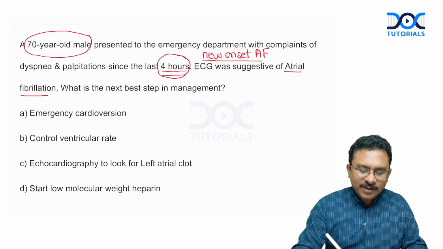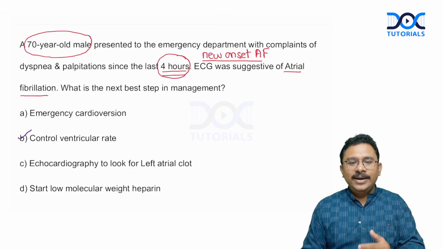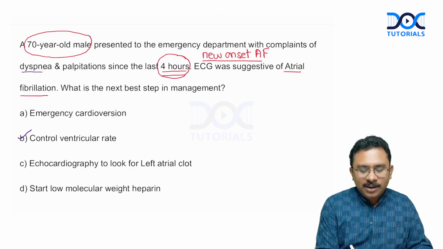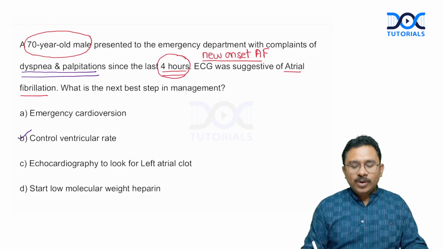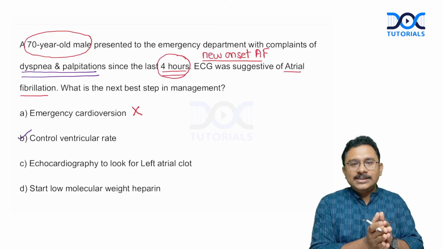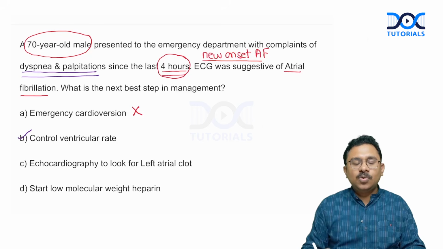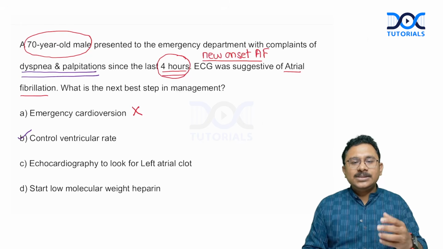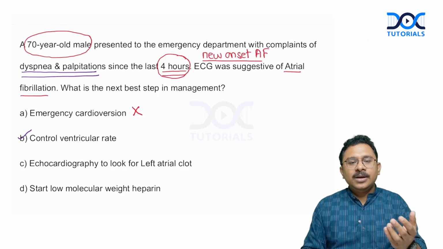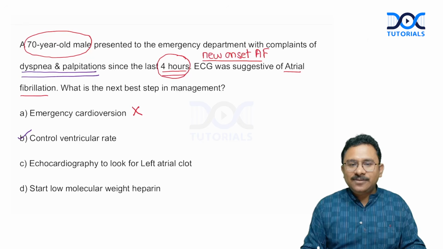So my answer for this question will be option B, to control the ventricular rate, which would definitely help me in relieving the immediate symptoms of the patient. So emergency cardioversion is not being considered. Okay, I told you why. No mention of hemodynamic instability, and even hemodynamically stable atrial fibrillation you can consider for emergency cardioversion as part of a rhythm control strategy. But again, not in this case, for the reason I've just told you.